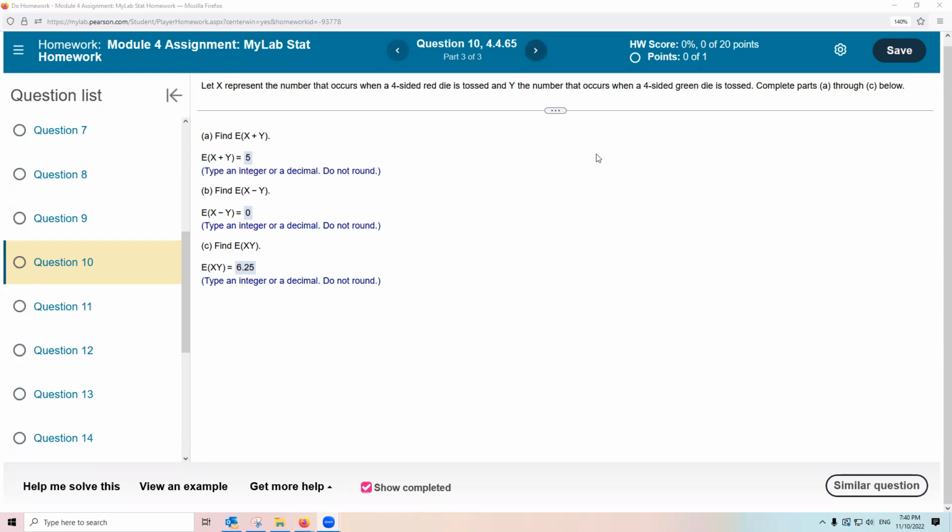Let X represent the number that occurs when a four-sided red die is tossed. Y, the number that occurs when a four-sided green die is tossed. Let's go to part A. Part A says, find the expected value of X plus Y. Well, we can write this as the expected value of X plus the expected value of Y. So what we need to do is find the expected value of X, the expected value of Y, and we'll have what we need. So let's think about the expected value of X.